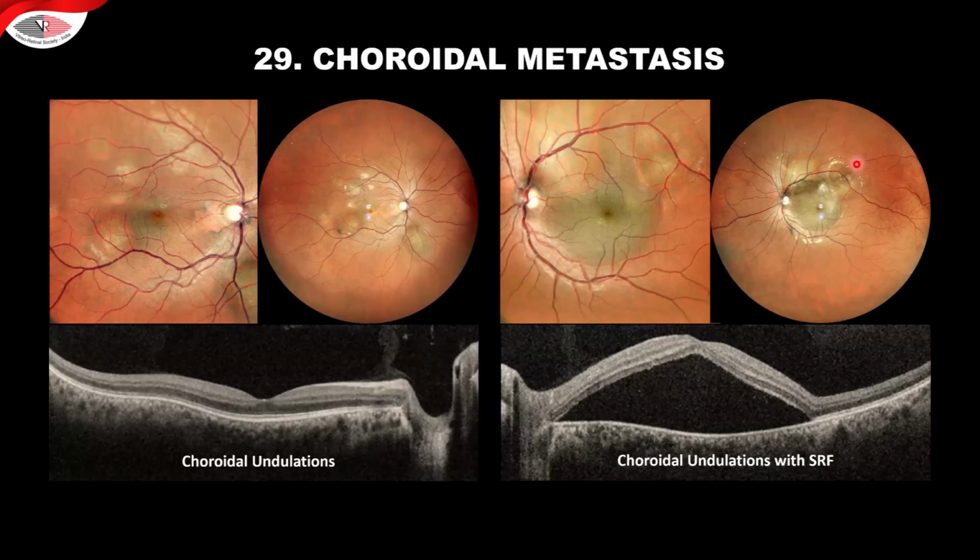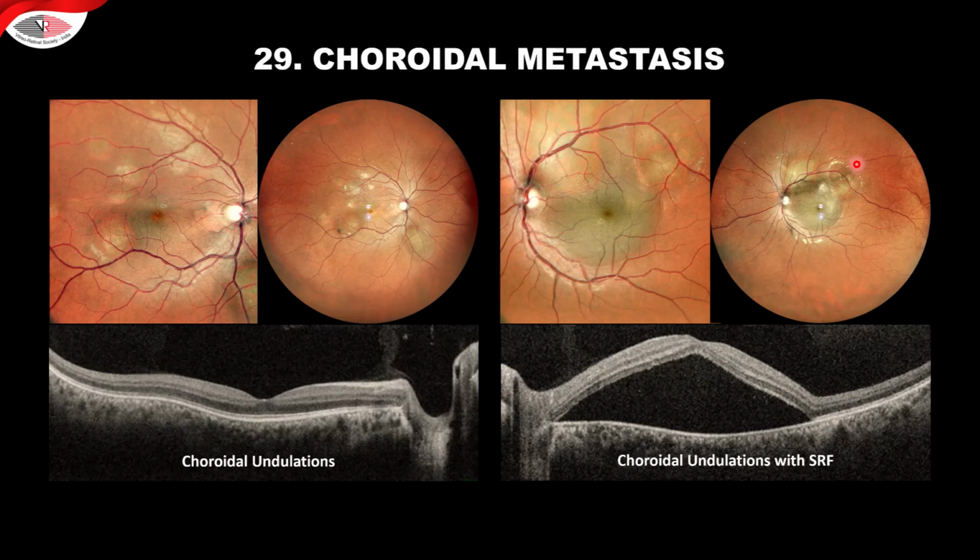When you look at a metastasis, it's a much more flatter region. It may be more than one. It may be wider, but more flatter as compared to a hemangioma, or a melanoma at times. And you need to correlate clinically.